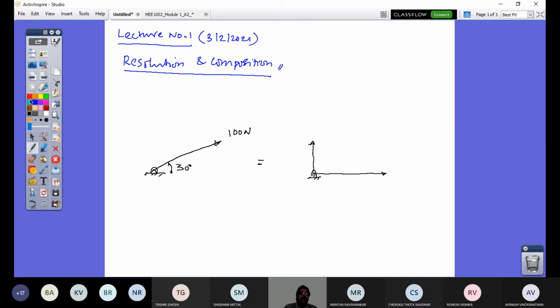So how do you do this? Can anyone answer? How do you go about doing this? How do I replace this 100 Newton into two forces? Yeah, 100 cos 30 and 100 sin 30. Yeah, you are right. You are answering correctly.